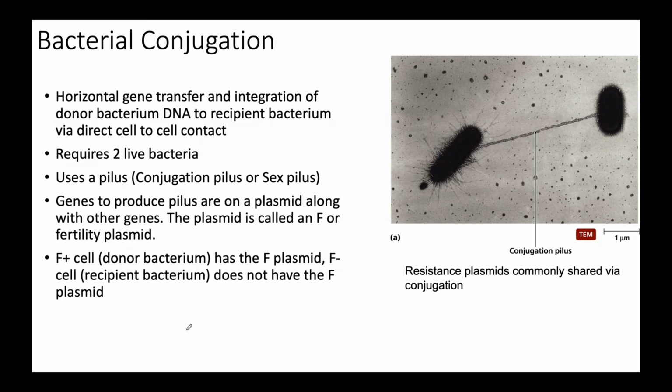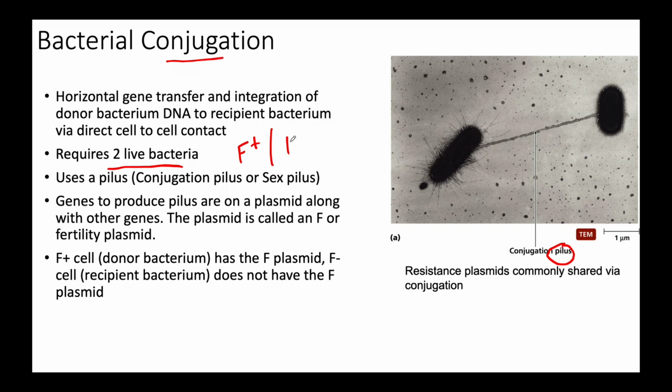And the last is conjugation. We've actually talked about conjugation before because there's a structure that is used called a pilus, sometimes called a sex pilus or a conjugation pilus, and it allows two bacteria to connect. This tube is a pilus, and it's linking one bacteria to the other. A tube is a good description because it's hollow, and so there can be movement of DNA through this pilus from one bacteria to the other. So in this case, there's two live bacteria, and they're going to be designated.